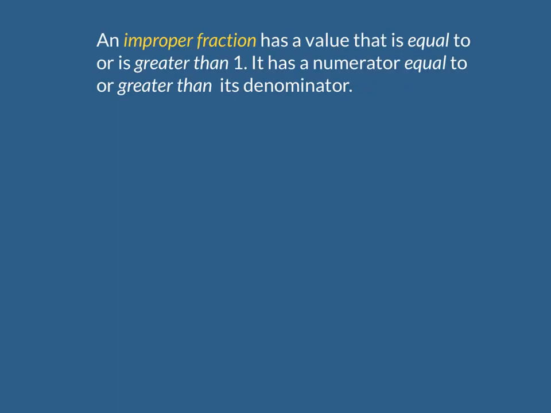When you compute with fractions, you must be able to express mixed numbers as improper fractions and vice versa. So an improper fraction has a value that is equal to or greater than 1. It has a numerator equal to or greater than its denominator. Some examples would be 7/6, 50 over 110, and 4/3. The numerators here are all greater than their denominators. So that's what makes it an improper fraction.